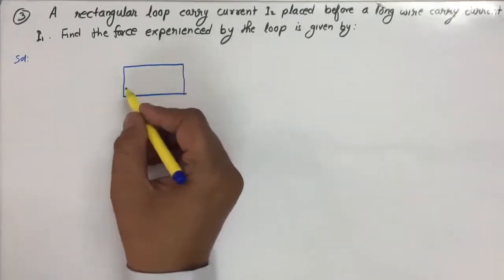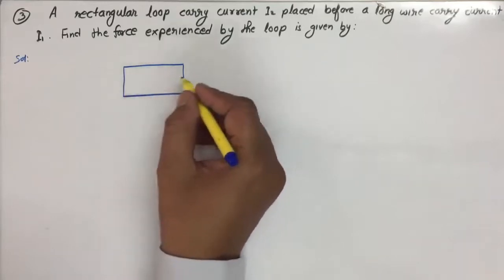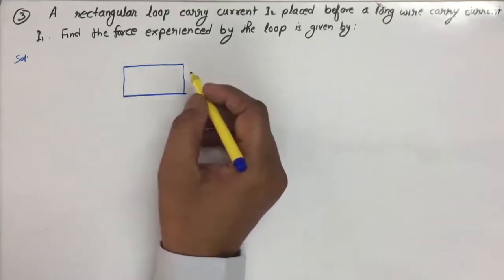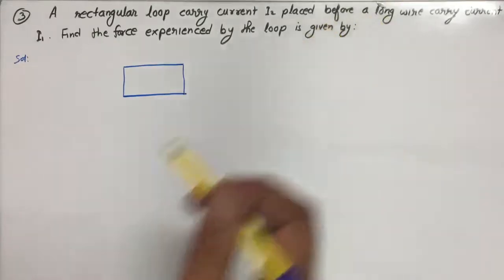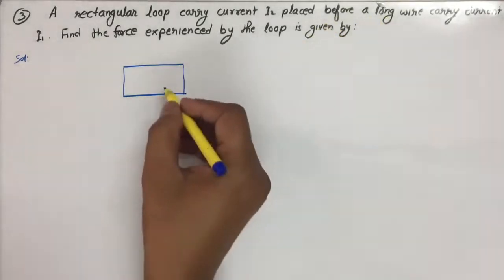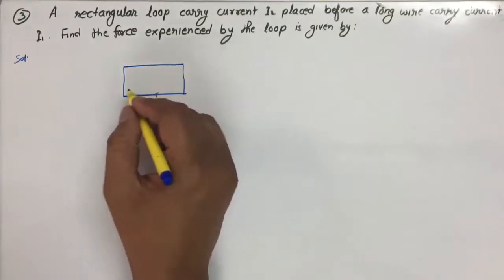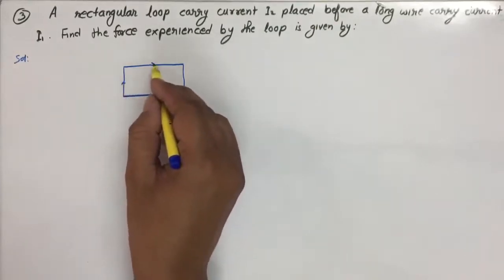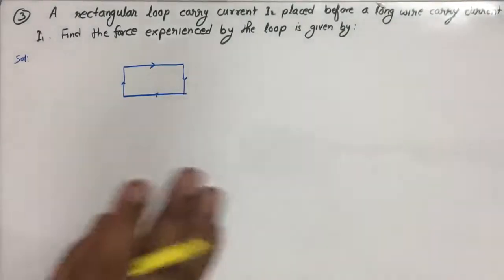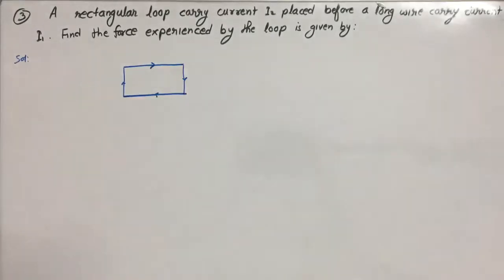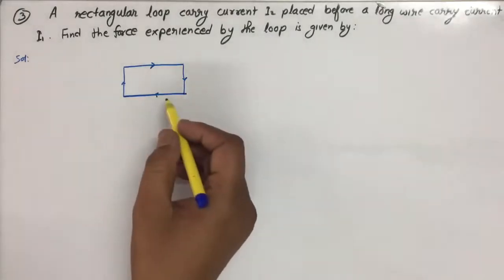We can mark it. It is carrying current I2. The direction of the current is not given, either clockwise or anti-clockwise. So we can assume it to be clockwise, as in the previous case we assumed anti-clockwise to find H. So here we will assume the clockwise direction of the current flowing in this.